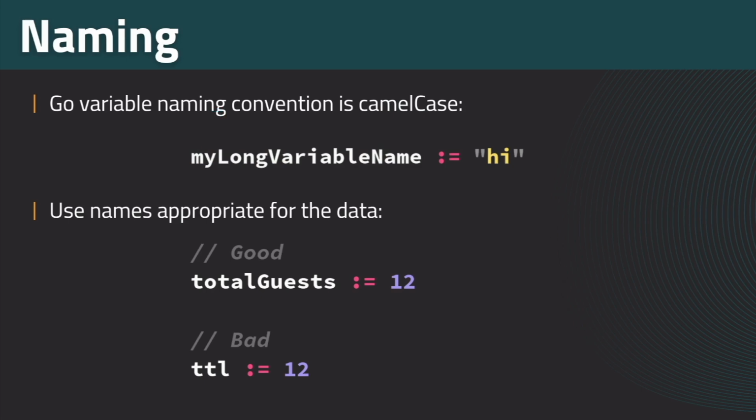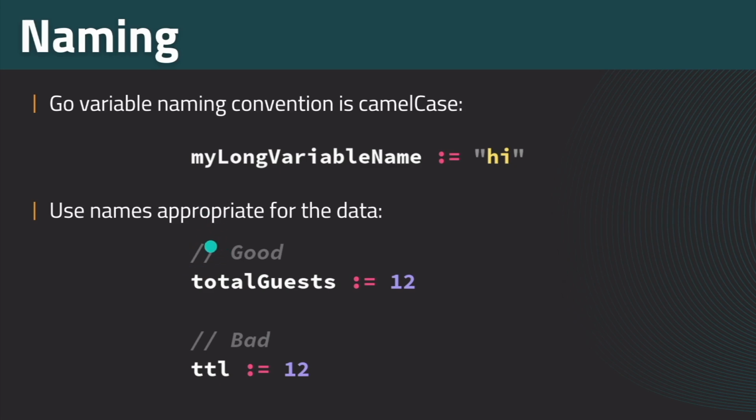Whenever you're coming up with variable names, it's good to have something that's descriptive for what's going on. So here's an example of a good variable name. We have totalGuests is equal to 12. And here's a bad one. We have ttl, which is equal to 12. TTL might be short for total or time to live. And even if it is total, we still don't know what the total is about. So to make your code easier to follow, it's always good to use descriptive variable names.